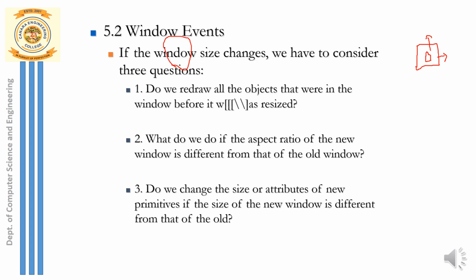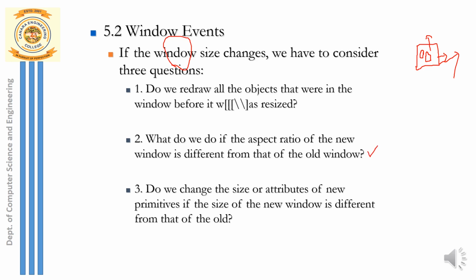I'm speaking about the graphics that are displayed inside the display window. What happens to them? Whenever you resize the window, the graphics displayed inside the display window also will be distorted, right? So here three questions arise. Do we have to redraw all the objects that were in the window before it was resized? Suppose I'm resizing in the horizontal direction, I'll drag it in such a way that I increase its size in the horizontal direction. When I do that, what happens to the graphics inside the window? Should I redraw in such a way that the graphics also will be resized along with the window? Right, that is one question.